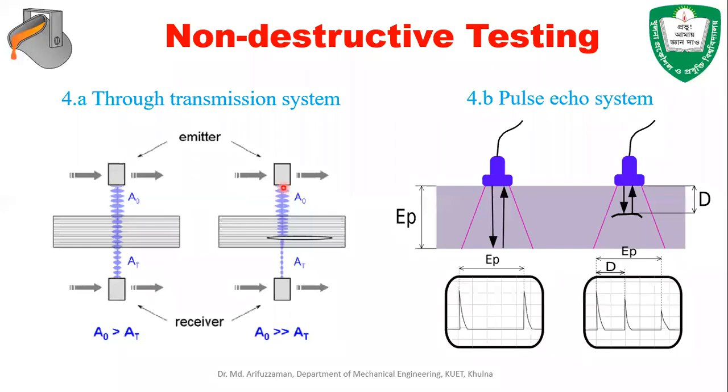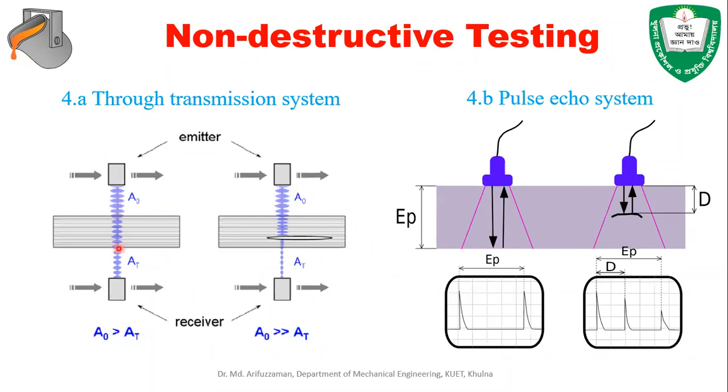In the case of the through transmission test, you'll have an emitter which emits the sound wave, and another one is the receiver which receives the sound wave. A change in the magnitude of the sound wave will occur if there is any crack. Okay, and that change indicates there is a crack, and you can measure the cracks by measuring the amplitude of the sound wave that you are applying.